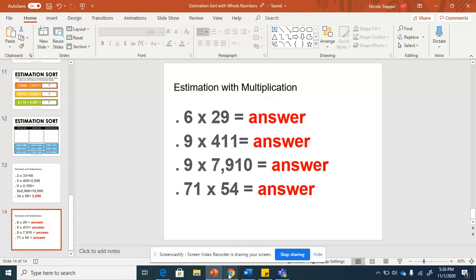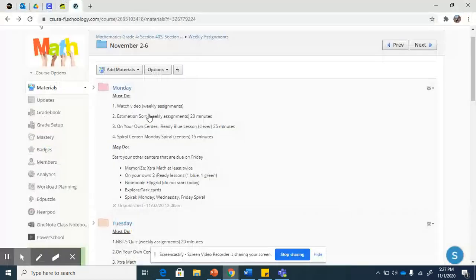I'm going to go back to Schoology to show you guys what centers you'll have to do today. As always, on Monday, we do our iReady Blue lesson, which is in Clever. So go to Clever, click on iReady, and then complete the iReady Blue teacher assigned lesson, which are on word problems this week. When you're done with that, you're going to go to the Spiral Center. You will do the Monday Spiral. Make sure you're clicking on your correct group. So if you are in the pink, orange, or yellow group, you click on group one. Or if you are in the blue, purple, or green group, you will click on the other one. So make sure you guys are clicking on the correct ones.